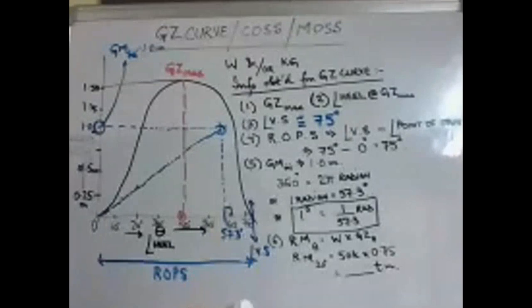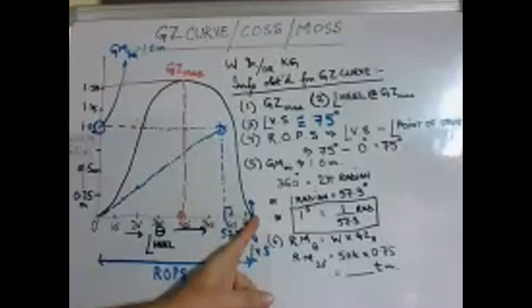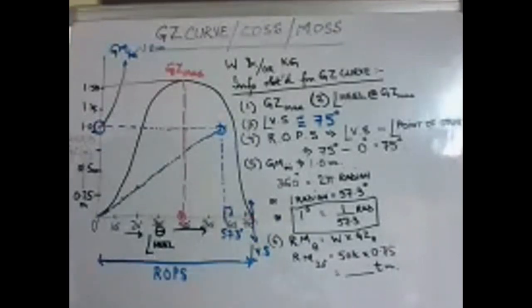Sir, once again, number 2, please explain vanishing stability. Vanishing stability is number 3. Vanishing stability is when the GZ becomes 0 again. That point at which the GZ curve cuts the x-axis is called vanishing stability.